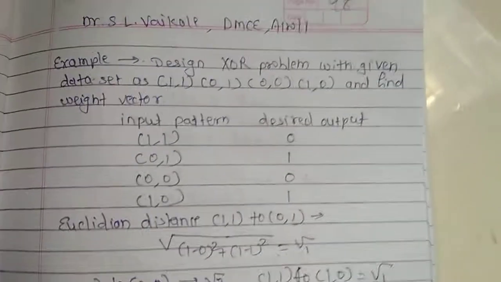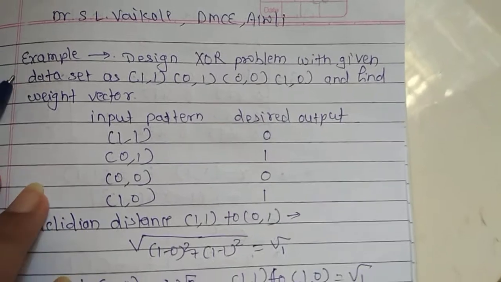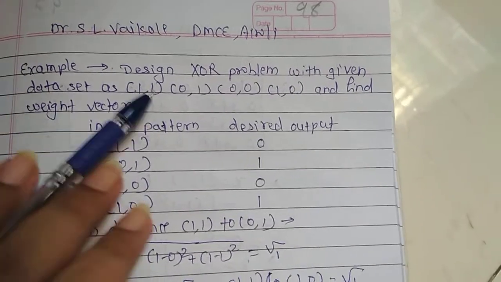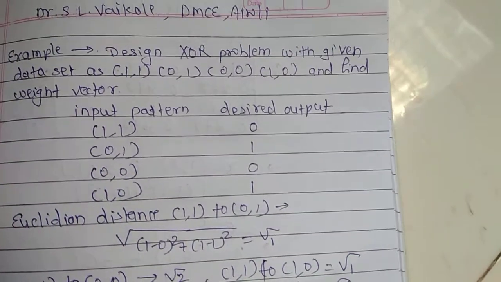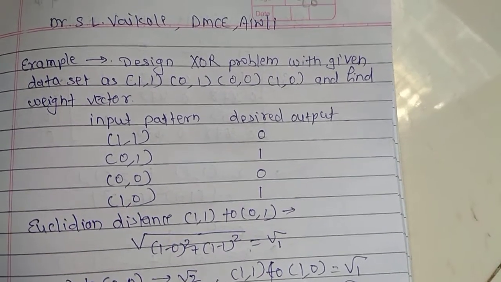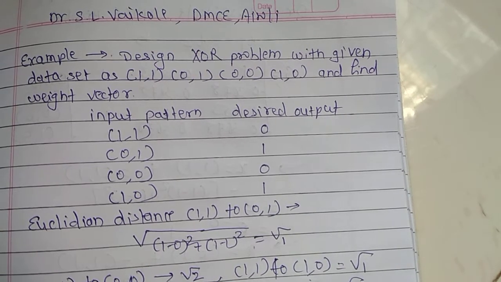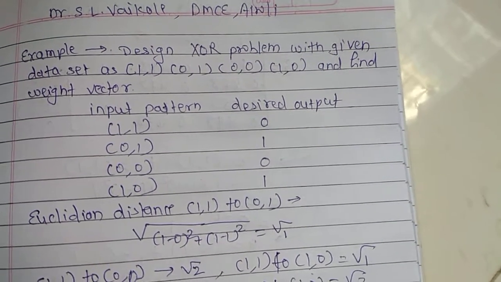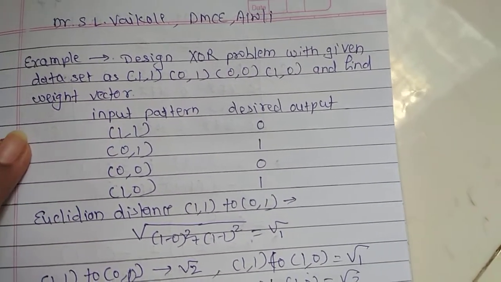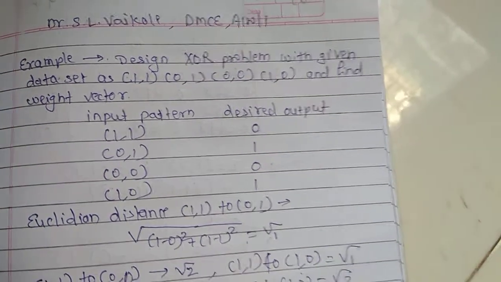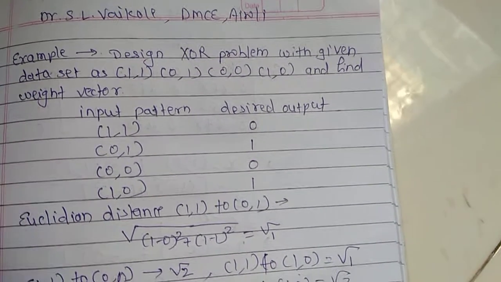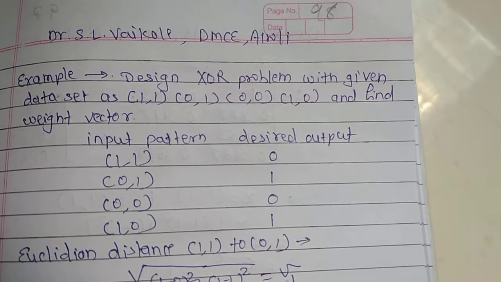Now we'll see one example. The example is: design the XOR problem with the given data set as 1, 1, 0, 1, 0, 0, 1, 0 and find the weight vector. This type of example can be solved using the RBF because this example represents a non-linear pattern.